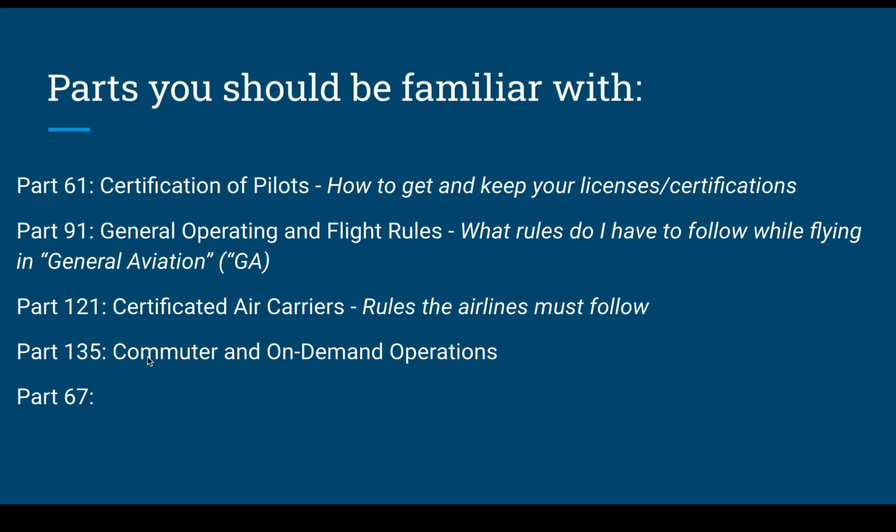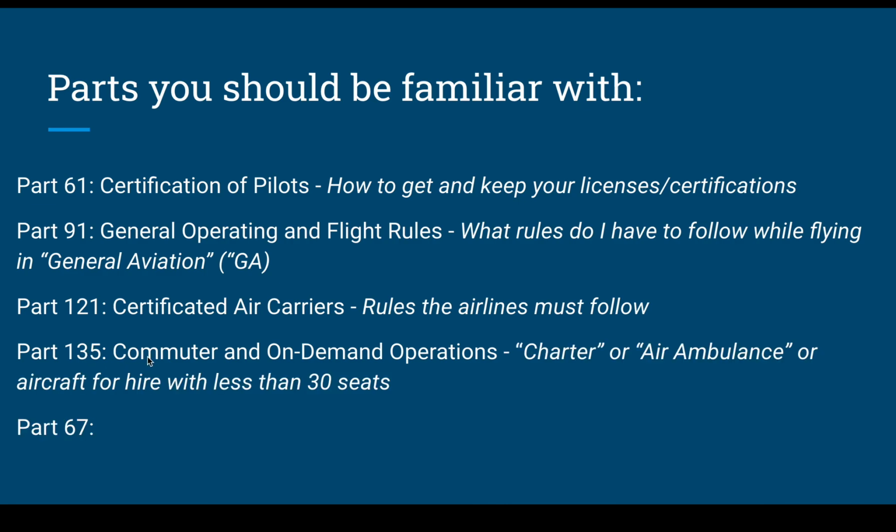135, that's commuter and on-demand operations. These are like charter or air ambulance or aircraft for hire with less than 30 seats. Those are Part 135. So if you're trying to get paid and you're going to buy like a 10-seat twin-engine plane and fly people around the U.S., you would need a Part 135 charter license or certificate. And we have this thing called Part 67.